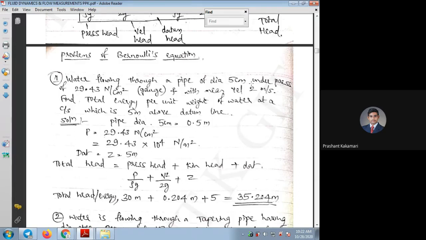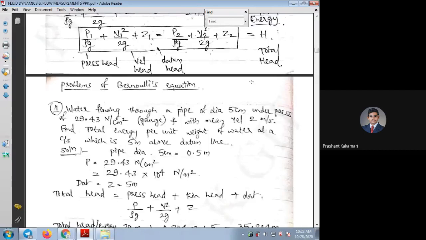So now, by just observing the problem itself, as per the Bernoulli's equation, datum head is given as 5 meters, velocity is mentioned in the problem, density is given for water, because for water we should know the standard value. G is also a standard value. Pressure is also given. Now, knowing pressure, velocity, datum head, one can find out the total head, or the total energy. So that's what they are asking, total energy.